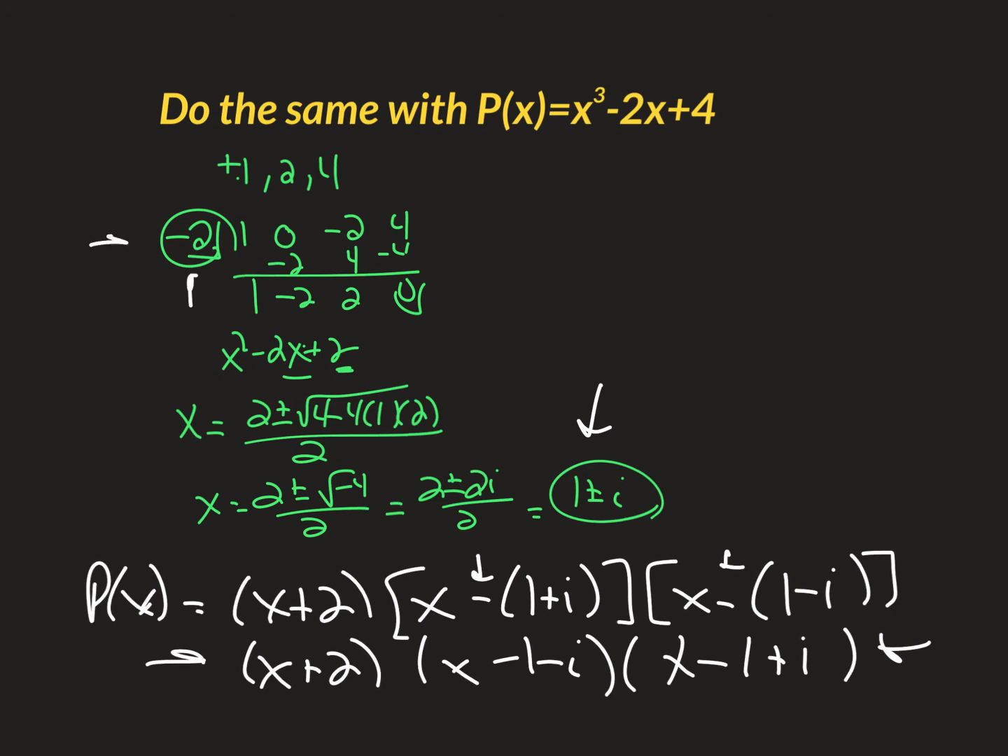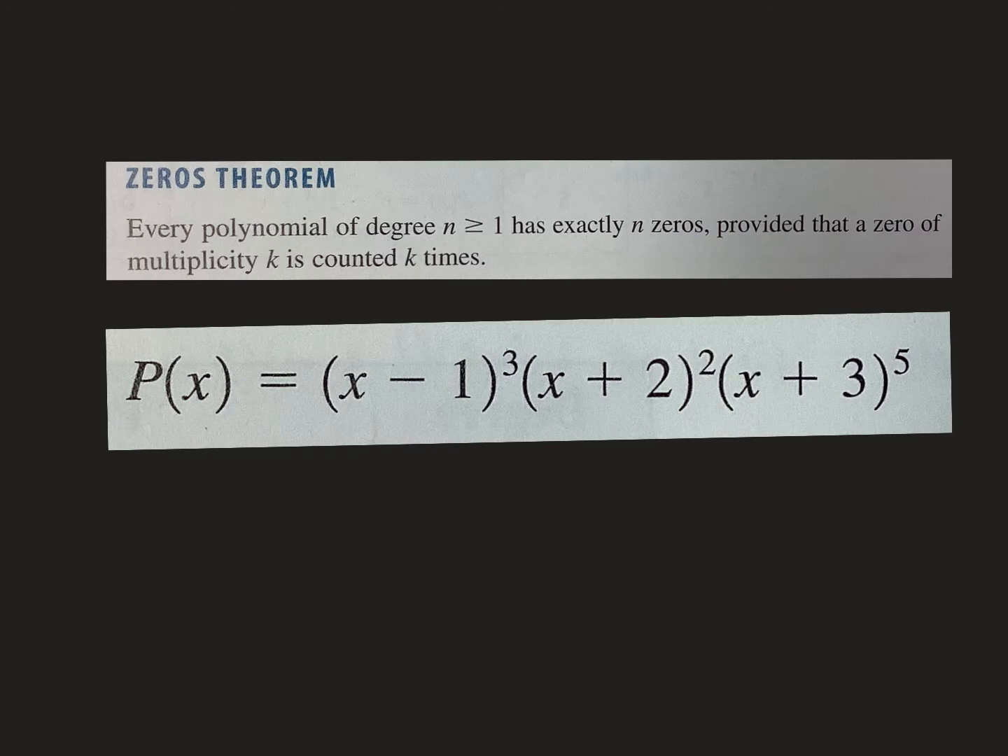So we're finding zeros first, like we did before, and then we're using that to write the complete factorization. All right, zeros theorem. Every polynomial of degree bigger than 1 has exactly n zeros. So whatever the degree is, that's how many zeros it has, provided that a zero of multiplicity k is counted k times. So that's kind of a new word for us, multiplicity. Multiplicity is how many times a certain zero occurs.